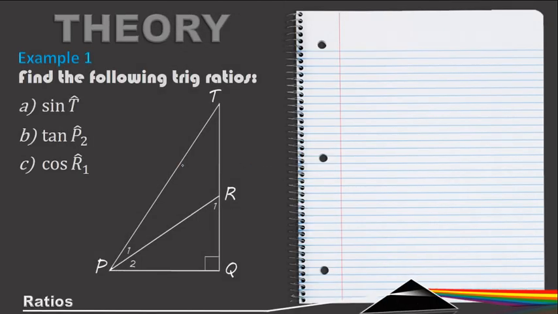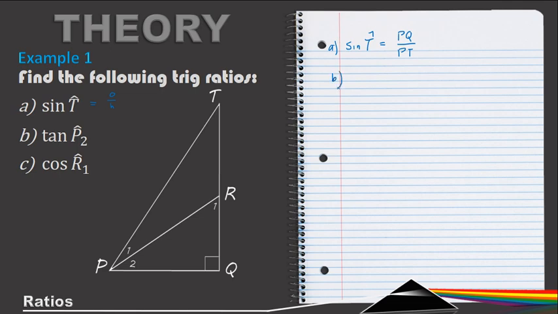If we look at an example, for example 1, we need to find the following trig ratios, and we've been given this triangle. So we're going to find sine T. It has to be a right angle triangle, so I'm going to use triangle TPQ. We know that sine is equal to opposite over hypotenuse. Therefore, sine T is equal to, from angle T, our opposite side is PQ, so that's PQ over hypotenuse. In triangle TPQ, the side across or opposite the right angle is PT, so that's over PT.